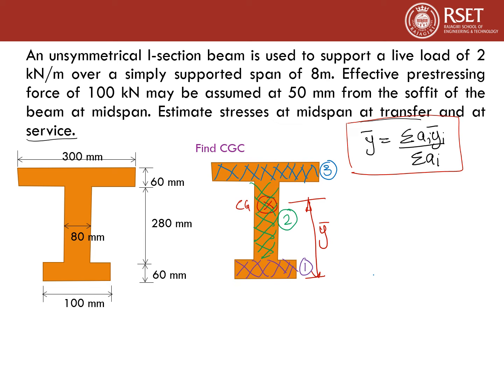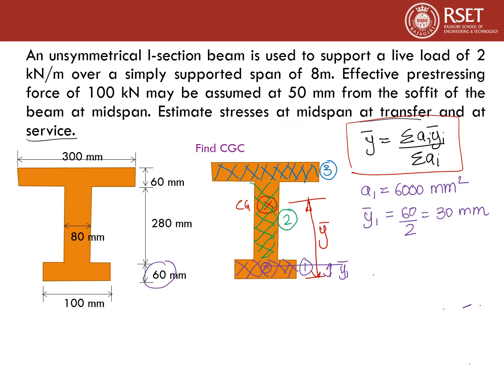And let the first rectangle be the bottom rectangle. The area of that rectangle will be 100 into 60. That comes to 6000 millimeter square. And CG of this rectangle will be exactly in the middle. And this distance will be y1 bar. So y1 bar will be 60 by 2. That will be 30 mm.